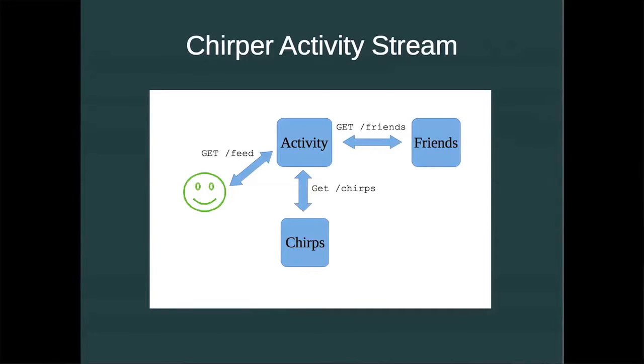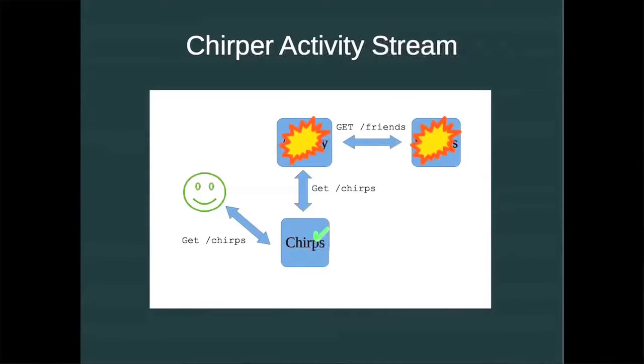So if the friend service goes down, the activity feed can't fulfill its request, and we want to get rid of that. So let's get rid of that call to the activity stream and instead just go directly to the chirp service. So now if the friend service goes down, the activity service can't fulfill the request, but that's all right because we're not using it.